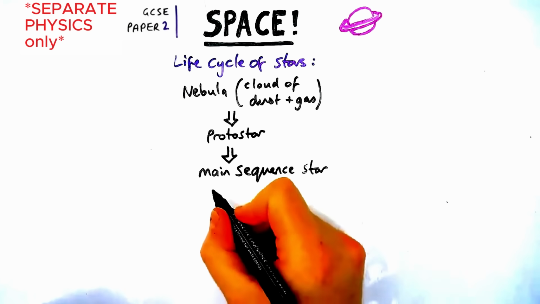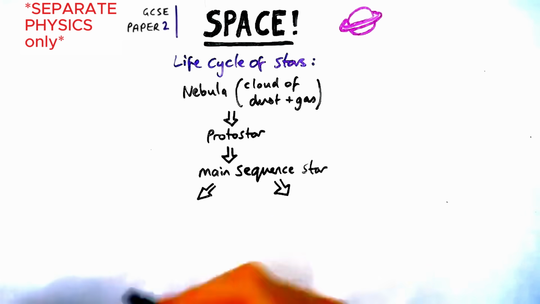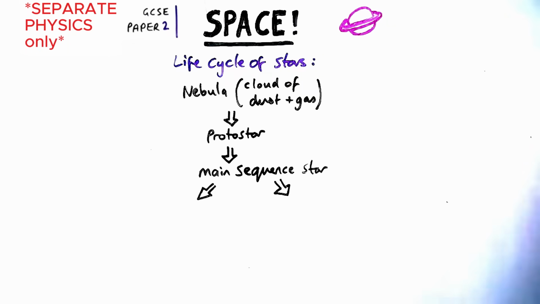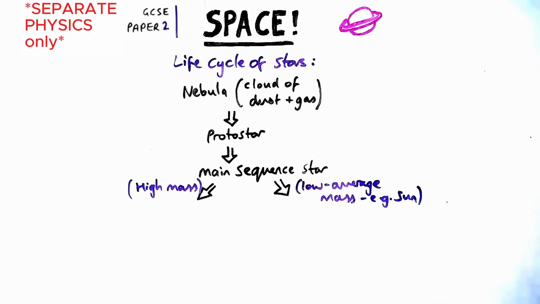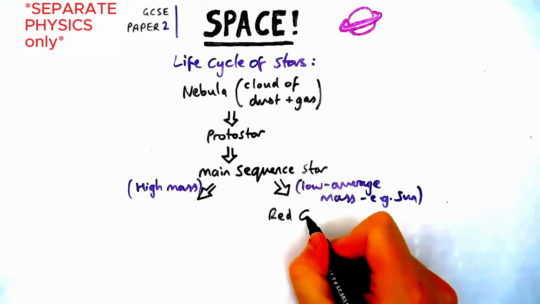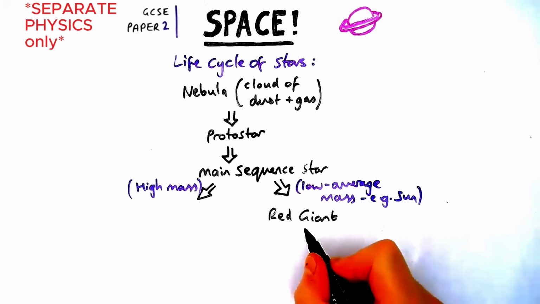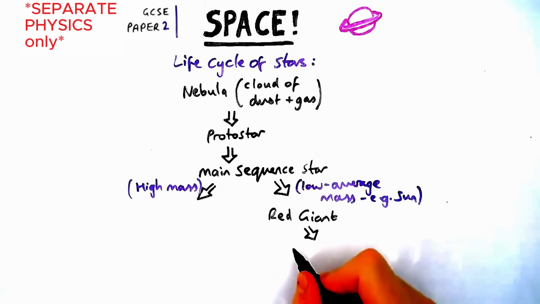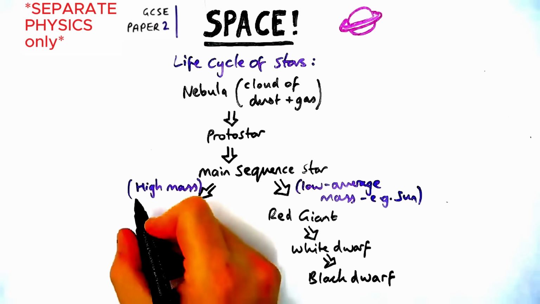Then after a protostar has existed for a period of time, it becomes a main sequence star. And the main sequence star, like our sun, can go one of two ways, depending on whether it is a heavy, high mass star, or a low mass or average star. So let's do our sun first of all. The low to average mass star, after it's been a main sequence star, will become a red giant star. Then it will become a white dwarf star, and after all the radiation is emitted from a white dwarf, it becomes a black dwarf.